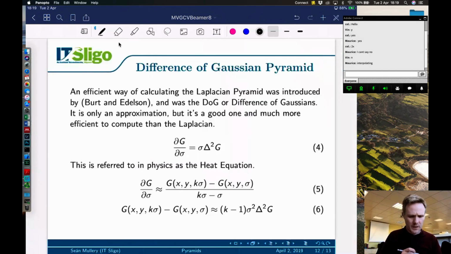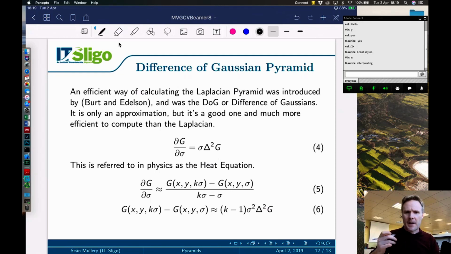And this brings us on to an approximation of that, which is called the difference of Gaussian pyramid. So an efficient way of calculating the Laplacian pyramid was introduced by Burt and Adelson and was called the difference of Gaussians. It's only an approximation, but it's a good one and much more efficient to compute than the Laplacian.